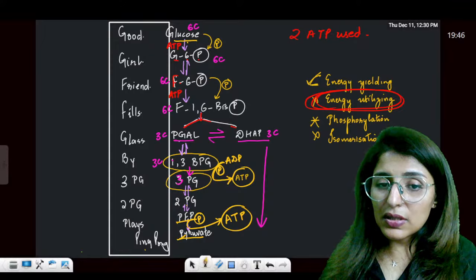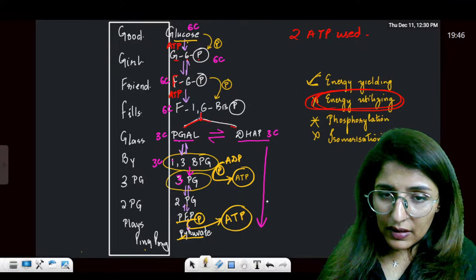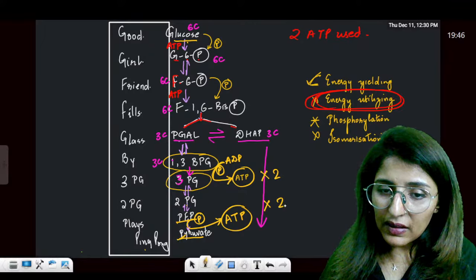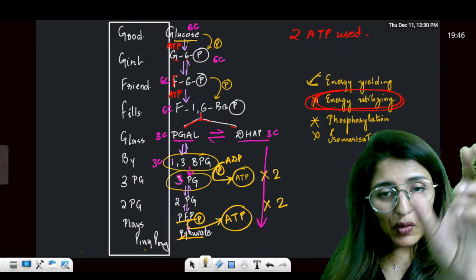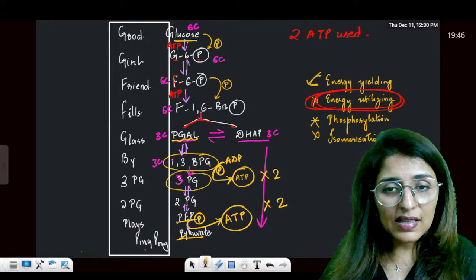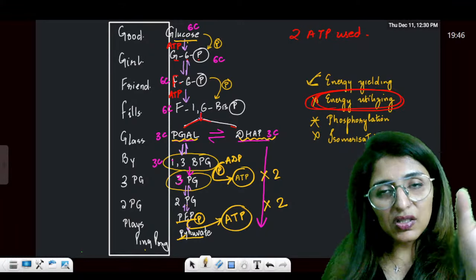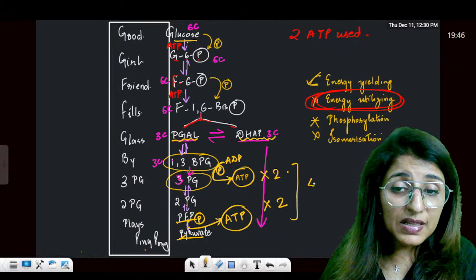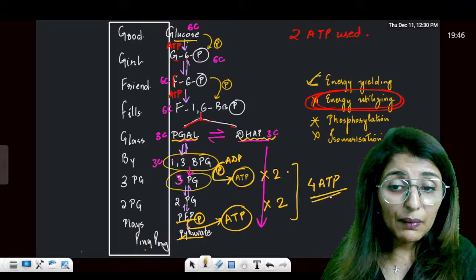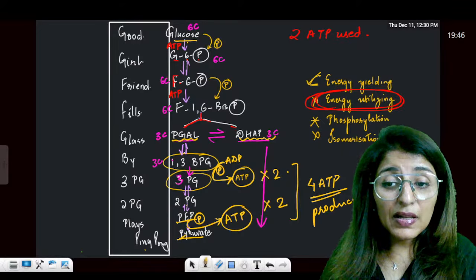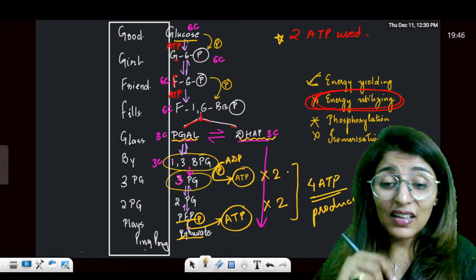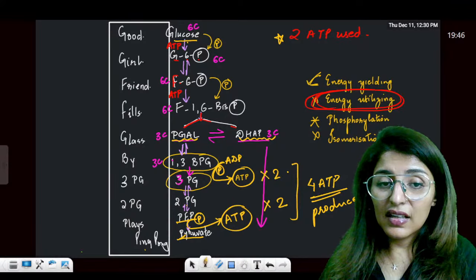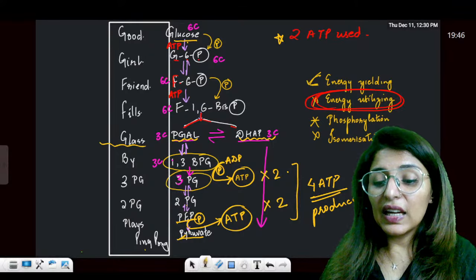Yes or no? See, now same thing happens for DHAP. So can we say everything is happening twice? So whatever was happening for PGAL, same thing is happening for DHAP. So we can just multiply everything with 2. So how many ATPs have been produced? 4 ATP produced at the expense of 2 ATP. So net gain, direct net gain of ATP, 2 ATP. Can we say that? So these are the energy yielding processes.